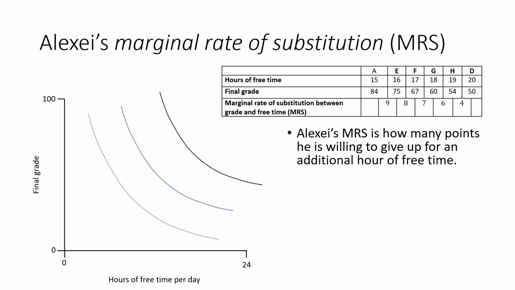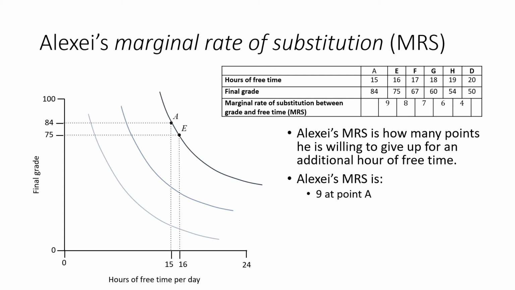Let us compare some points along Alexei's indifference curves and find the marginal rates of substitution between his grade and free time. As we said before, Alexei's MRS is how many points he is willing to give up for an additional hour of free time. Alexei's MRS is 9 at point A. That is, if Alexei wants an additional hour of free time, moving from 15 hours of free time to 16 hours of free time, he will have to expect a fall in his grade by 9 points.